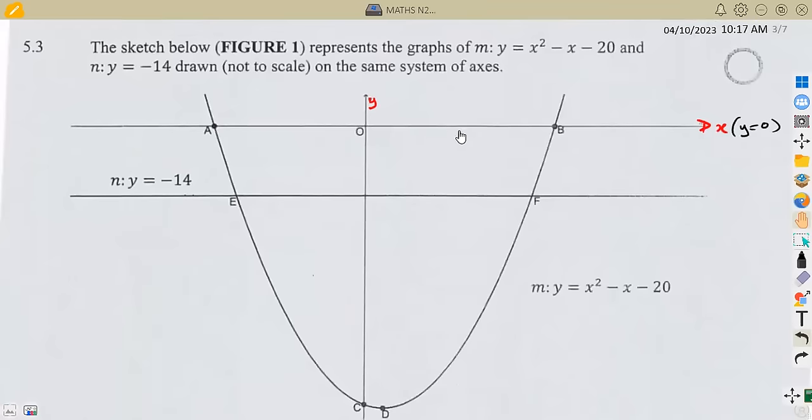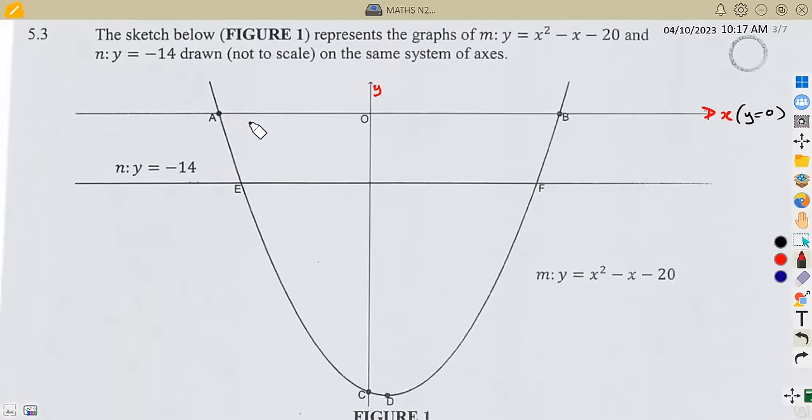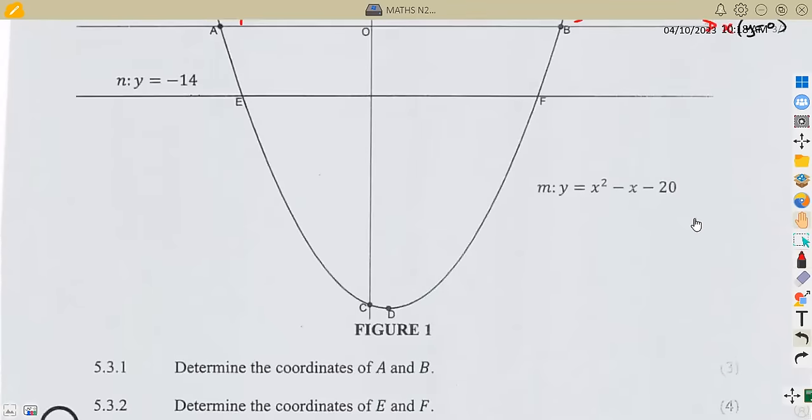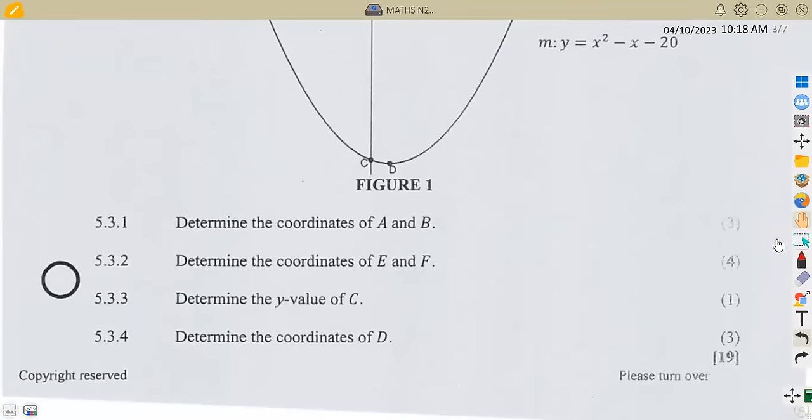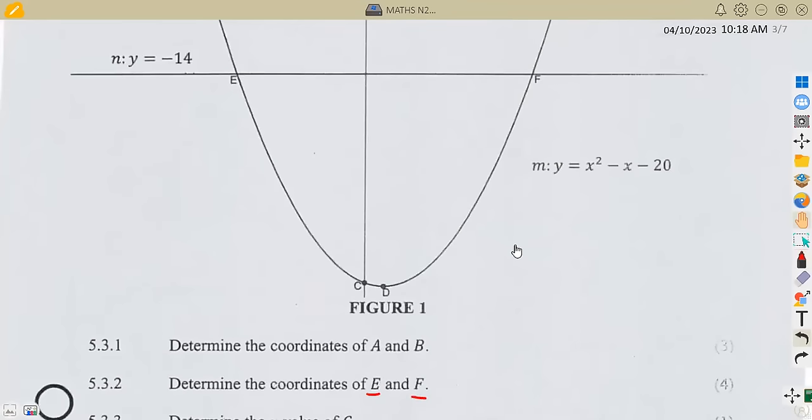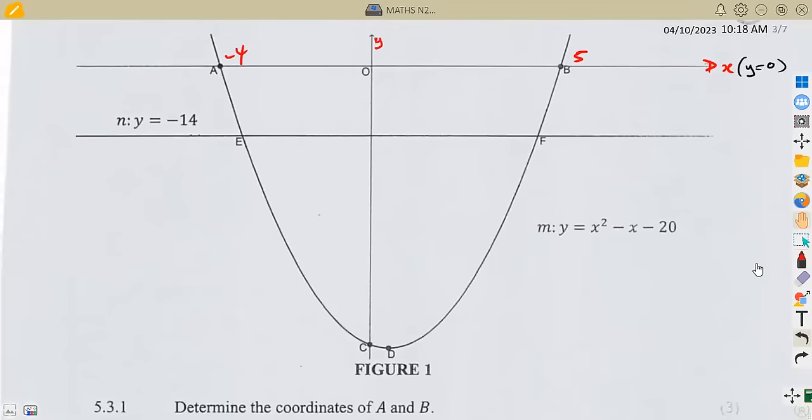So our points are going to be minus 4, 0 and 5, 0 for A and B. All right, so at this point A, we've got negative 4, and at this point, we have got a positive 5 in this case. All right, so the other part of the question now was to calculate or to determine the coordinates of E and F. All right, where do we have our E and where do we have our F? Okay, E and F, if you check here, that's a point of intersection.